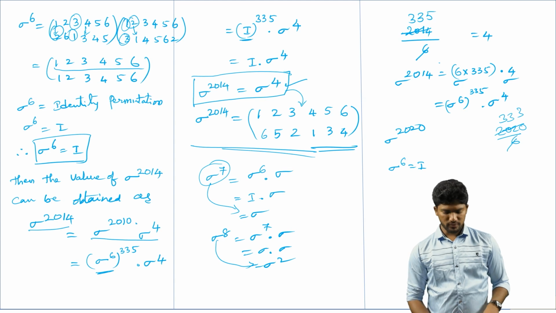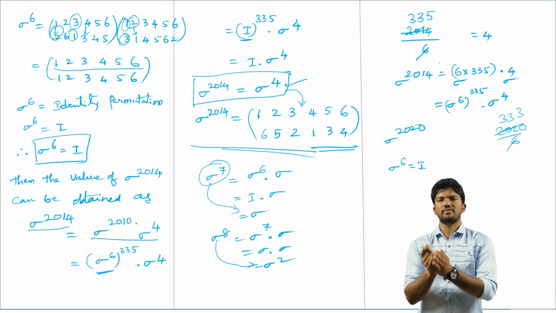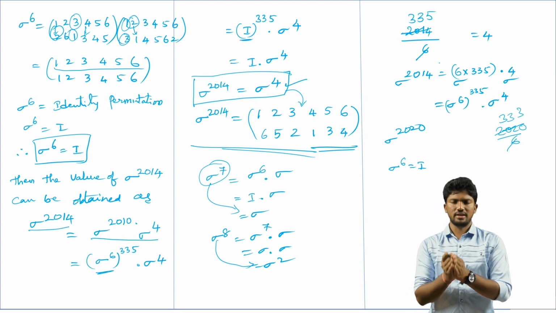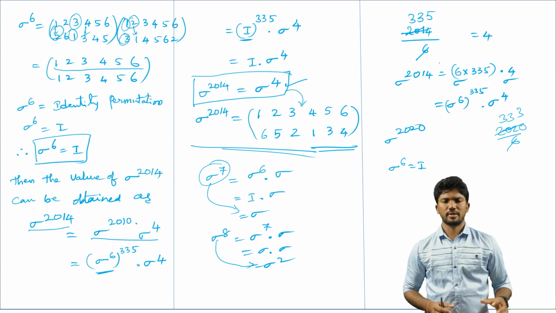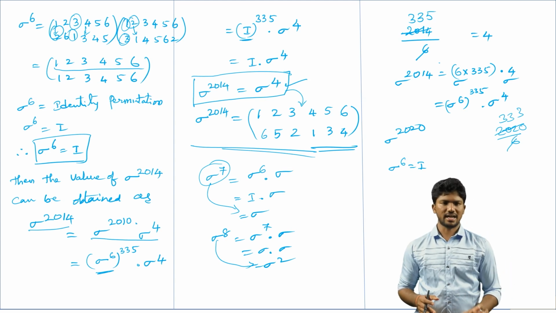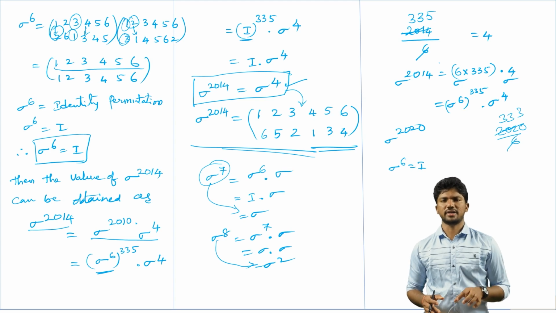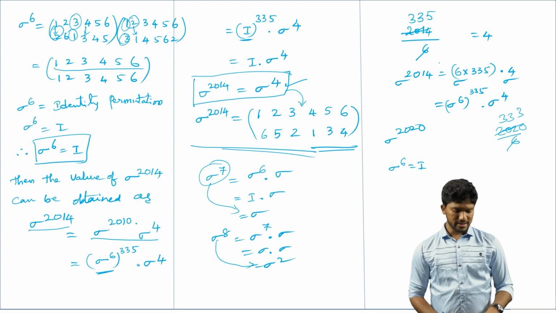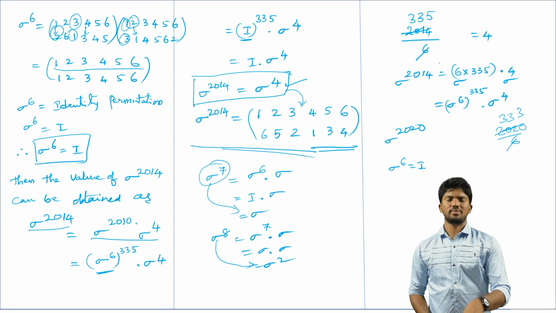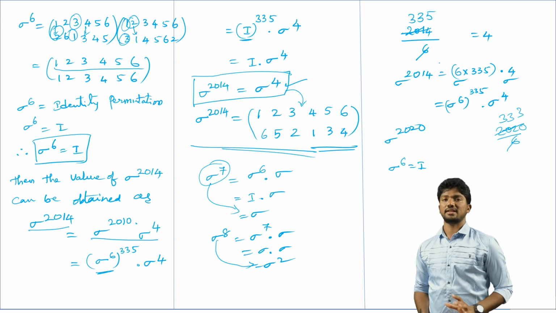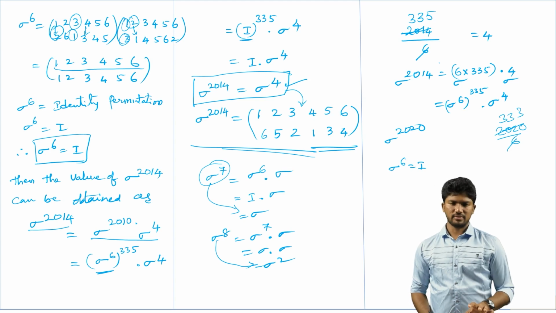So in this format we can find any power, whether 2012, 2014, 2022, 2020 or 1947, whatever it may be. You have to follow the same procedure until you get the identity permutation. Once you get the identity permutation, you take the multiplication process and apply the identity permutation. Then you will get the required permutation value of the given highest power.